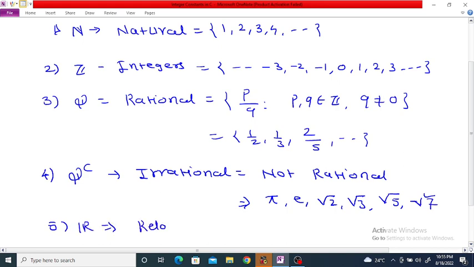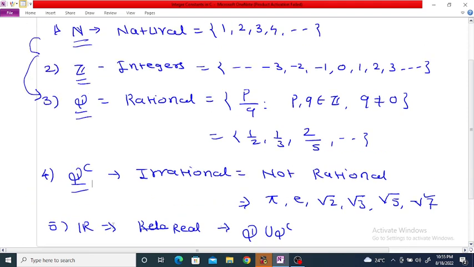And last, the set of real numbers, and it contains the union of rational and irrational numbers. In other words, N and Z are subsets of rational. So the real number set contains natural, integers, rational, and irrational elements.